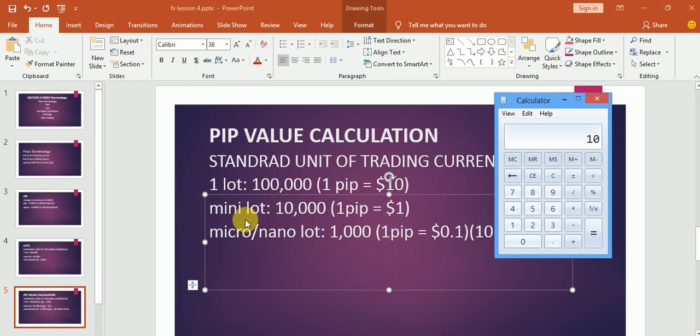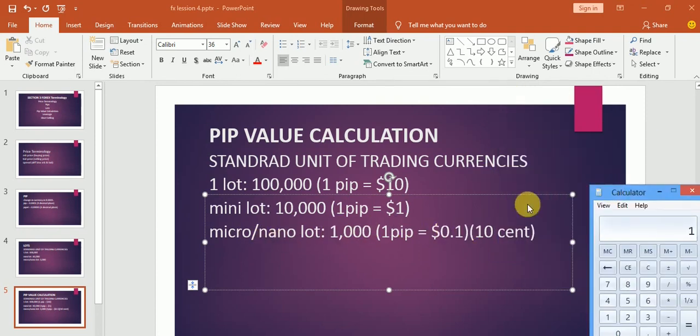What about mini lots? The same process. That's the way we get it. Let's still calculate it. 0.0001, which is 1 pip, times mini lot, which is 10,000, is giving us $1. For micro or nano lot, which is 1,000, will give us $0.1, which is 10 cents. So understand this: 1 pip rise, if you are trading with 1 standard lot, we are getting $10, just like that. Okay, we have talked about pip.